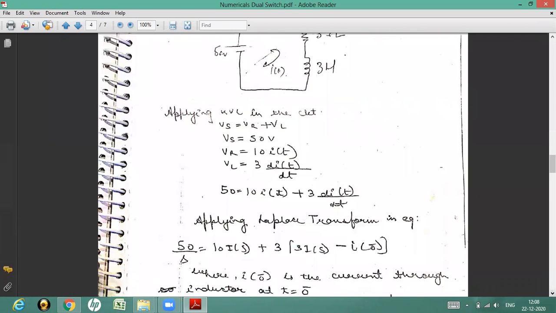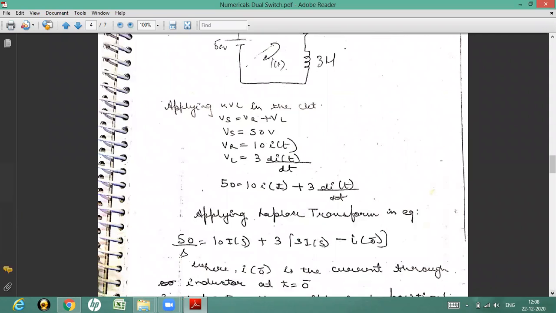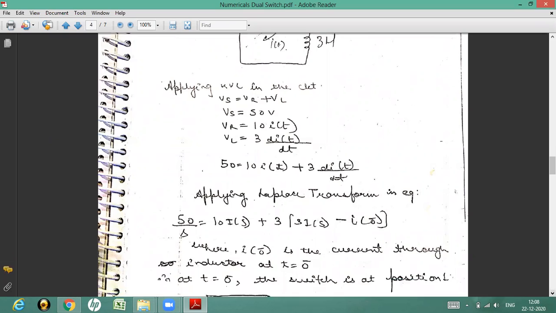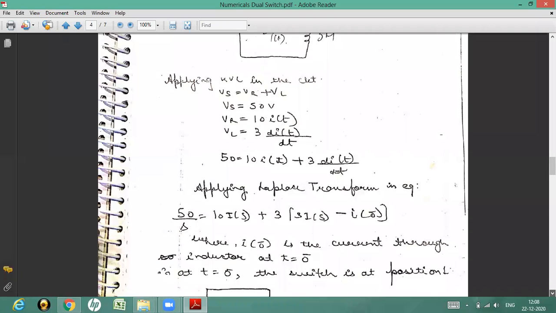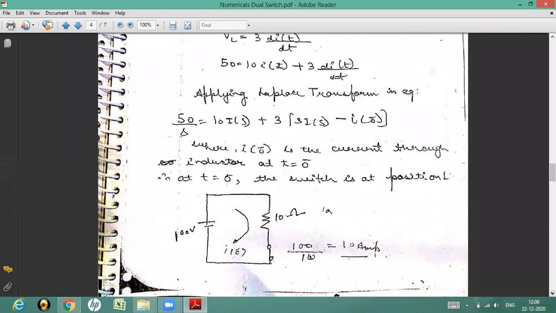When I apply the Laplace transform, it is 50 by s is equal to 10 I of s plus 3 s I of s minus I0 negative, where I0 negative is the current flowing through the inductor at t equal to 0 minus. Now at t equal to 0 minus, the switch is at position 1, and when the switch is at position 1, I have made the circuit.